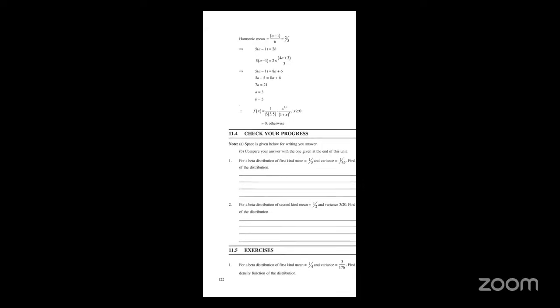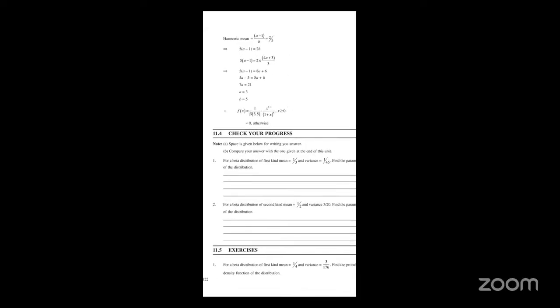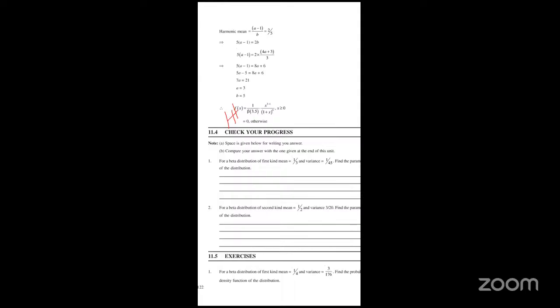Coming to the harmonic mean. What is the formula of the harmonic mean? Harmonic mean is equal to A minus 1 by B. In the previous one, they said the harmonic mean is 2 by 5. So what we need to do is substitute, either the B value or else the A value, here.